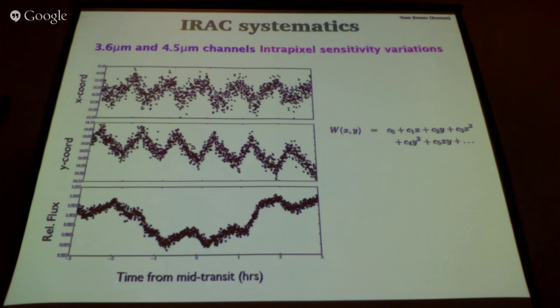So this correlated noise divides into 2 basic types. The first type affects the 3.6 and 4.5 micron channels, these intrapixel sensitivity variations, where the flux that we measure is correlated with the star's XY coordinates on the detector. So you get these modulations in the measured flux as the star moves during the observations that are superimposed on top of the planet signal that we're trying to measure. A simple method for dealing with this is to fit the systematics with something like a low-order polynomial in the star's XY coordinates. And a lot of the time that actually does a pretty good job at cleaning the systematics up.